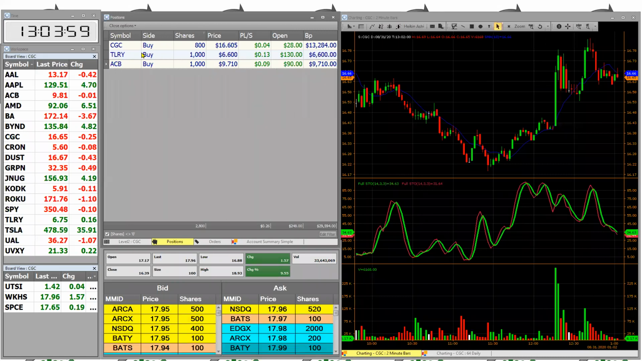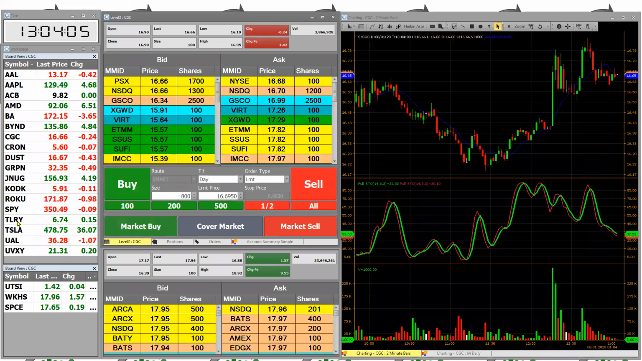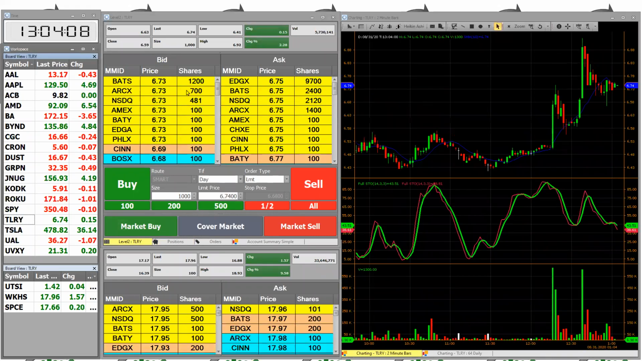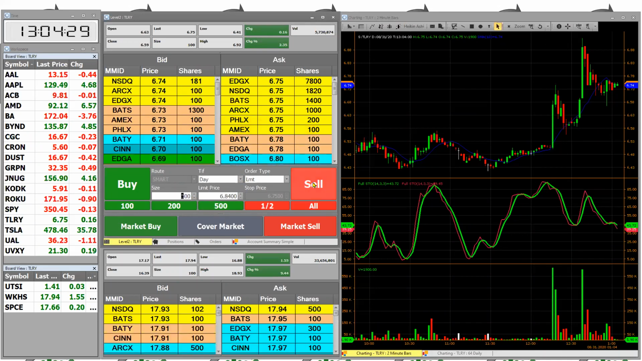So let's say I wanted to sell 500 shares of this Tilray. I can come up here and I just double click on the Tilray symbol. It'll load up in what's called the level 2. And then I click on the ask, which is 6.75. I can go 6.76, 77, 78. Let's say I want to sell some at 84. I can click 84. I put this down to 500. That would be half the position. I come over here to sell and I click sell. If this goes to 84, I will be sold at 84. And that's how I trade with the system. It's real nice. It's all point and click.